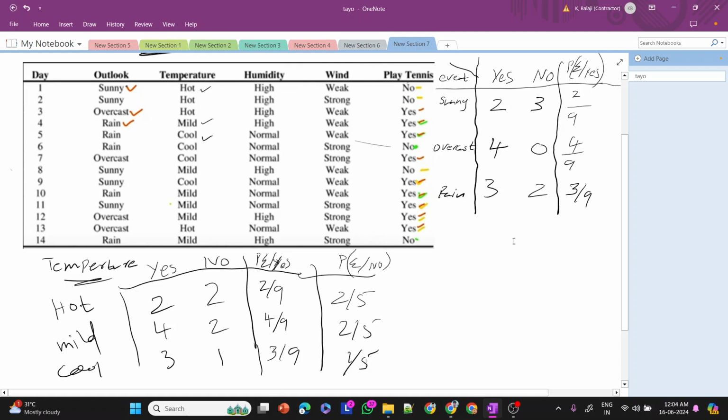Let's put this data. By using this data, we will compute whether the person plays the game or not, and we need to compute another thing, the probability of playing a game or not. For the probability of playing a game, there are totally 9 times he has played.